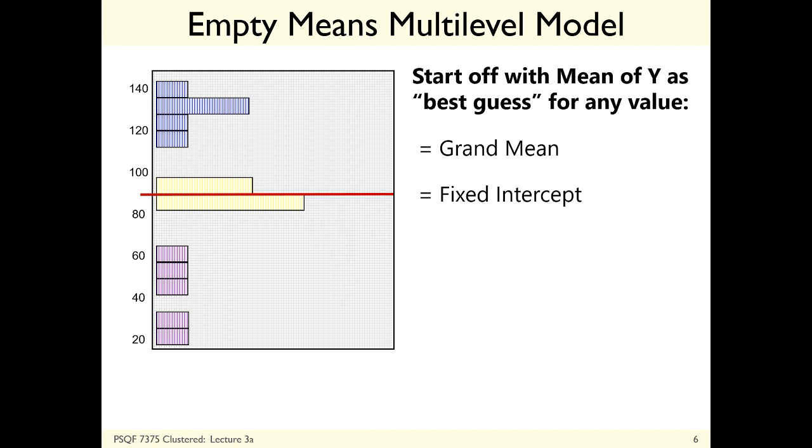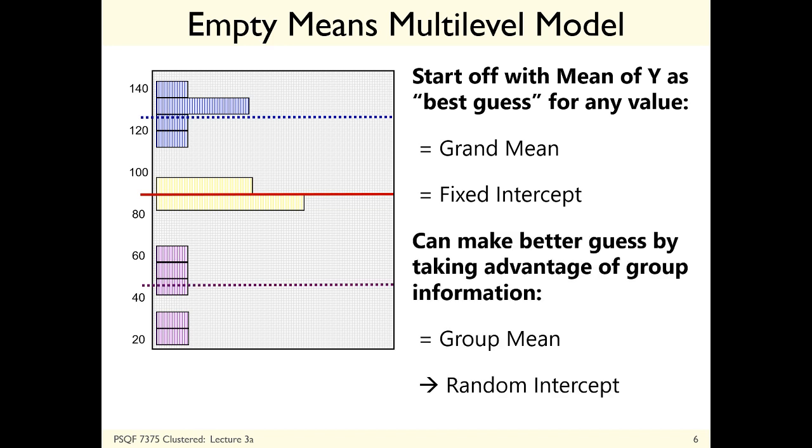Well, start with the same idea. If I don't know anything else about a person, my best guess for their outcome is still the grand mean. However, in this case, I do know something else about a person. I know from which group they came. So rather than guessing a naive grand mean as the best guess, why don't we start at the group mean? This idea of changing the default place becomes the basis of what is going to be called a random intercept.